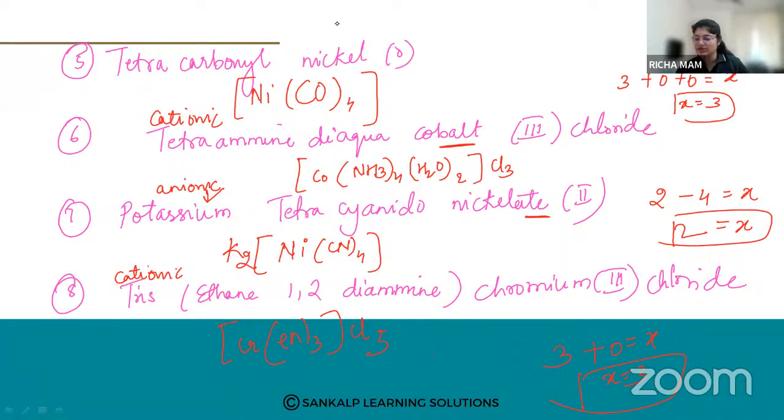Okay, so just remember the rules. So how will you recall the things? If it is ending with ATE, that means it is an anionic complex. So like that you have to remember all the things. Fine. Now next one. So next set of examples.